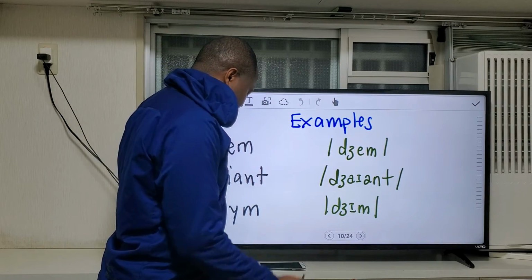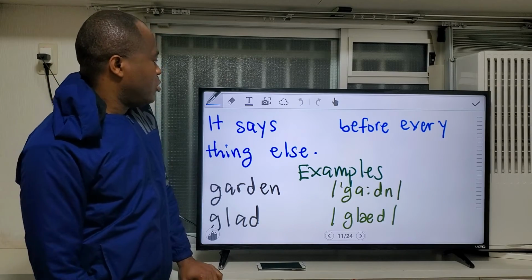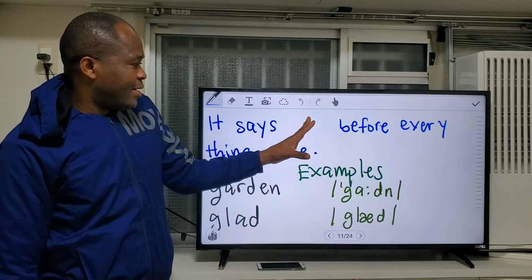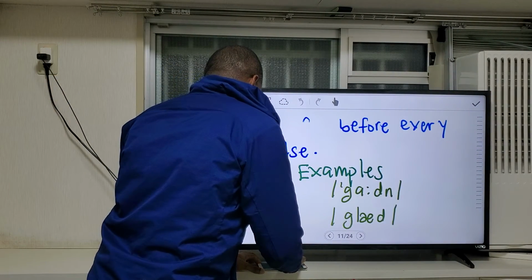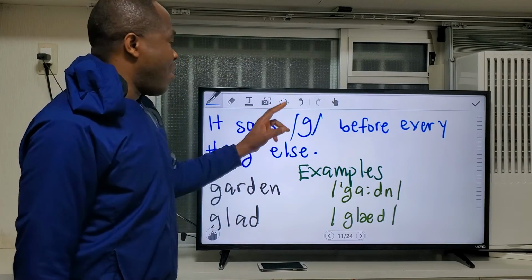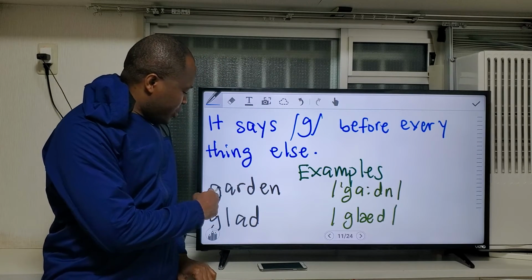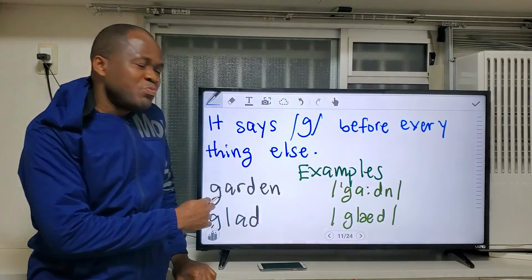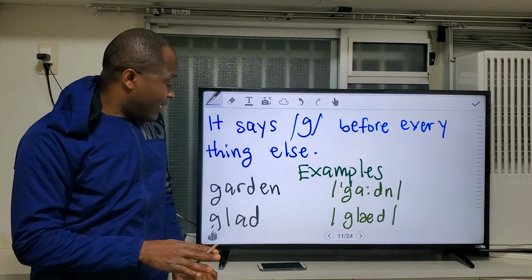Let's look at the other rule, the second rule. It says that the G makes the normal sound, that is the G sound. Let me write for you. G makes the G sound before everything else. And we have an example like garden. You see, G is followed by A, not E, not I, not Y. Therefore, it should make the regular sound G, or the hard G.